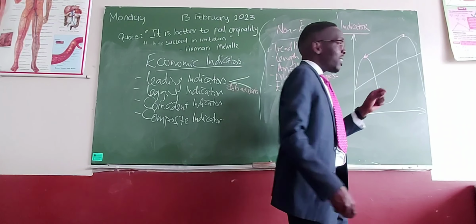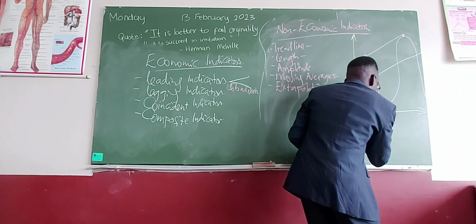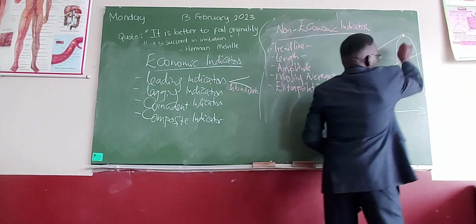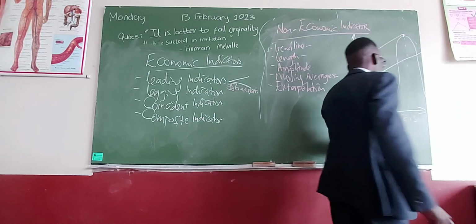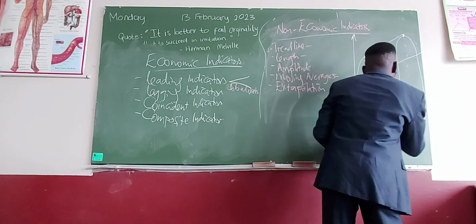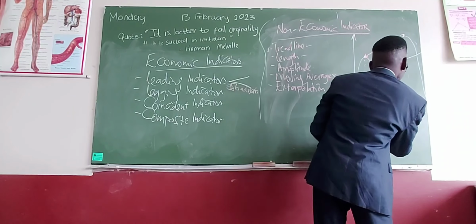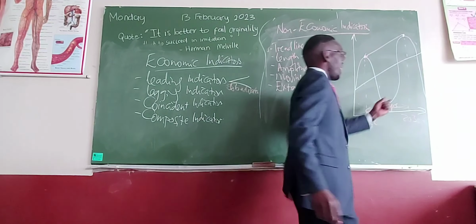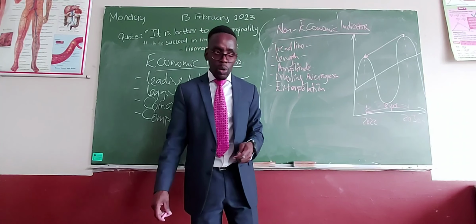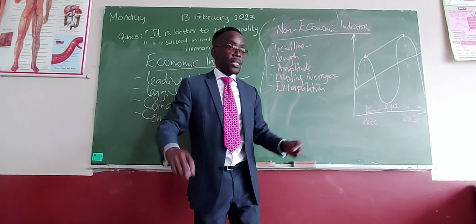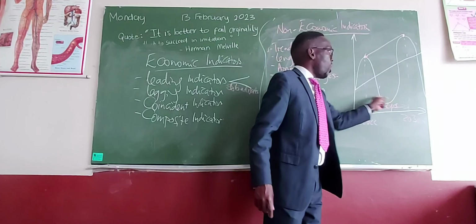But the length is nothing else but the number of years that it takes. If this was 2022, and this one probably is 2030, then our length is how long? 8 years. Our length there is 8 years. And then now we can name what type of economic cycle it is that takes 8 years. Are we together? Okay? So this is what we call the length.